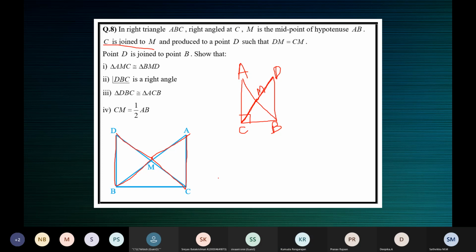List out the equalities in these two triangles. Please tell me like this: some side of triangle AMC is equal to some side of triangle BMD.